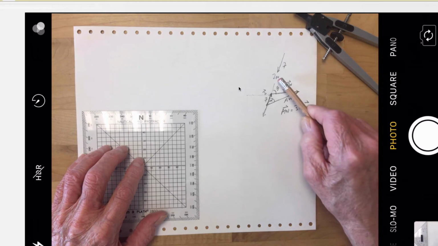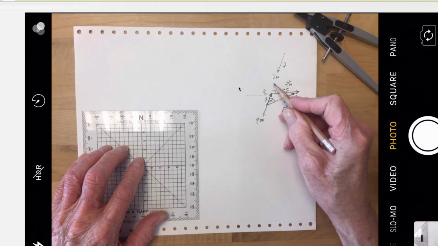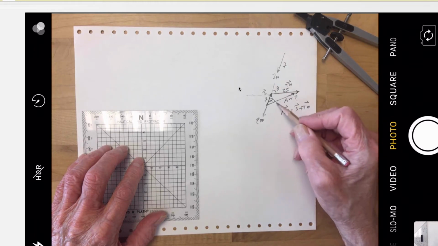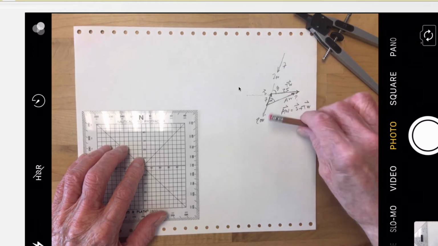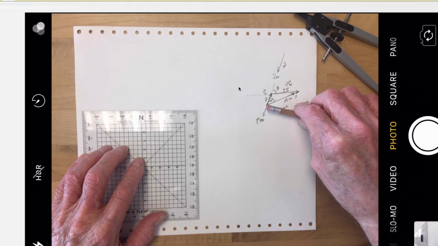This is 90 and this is 20. This is 180. I mean, it's 200. So that's 20. That's 20. That's 70. And then we have some angle here that is going to be smaller. So the apparent wind angle is always going to be forward. Apparent wind angle is always forward of the true wind.